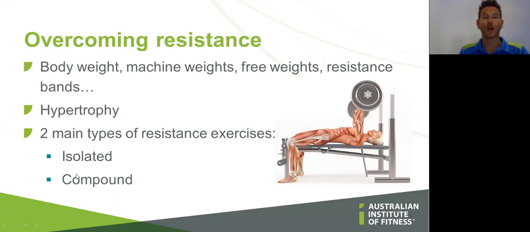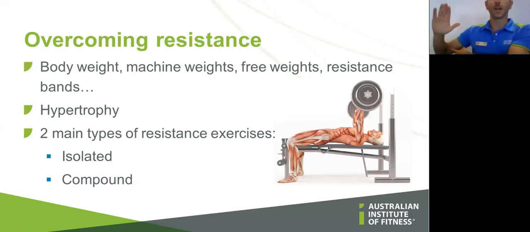An example of a compound exercise would be a push-up. In a push-up, I've got my shoulder working as I come through this movement here, and I've got my elbow working at the same time. We've also got the pectoralis major working, and then we've got the tricep working as I extend out.